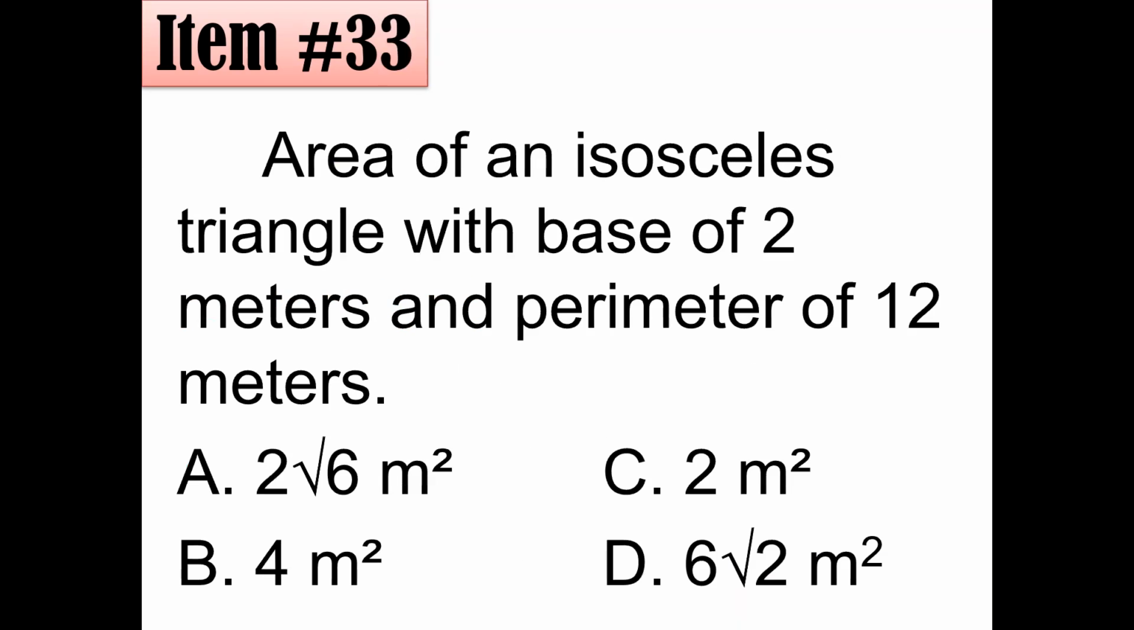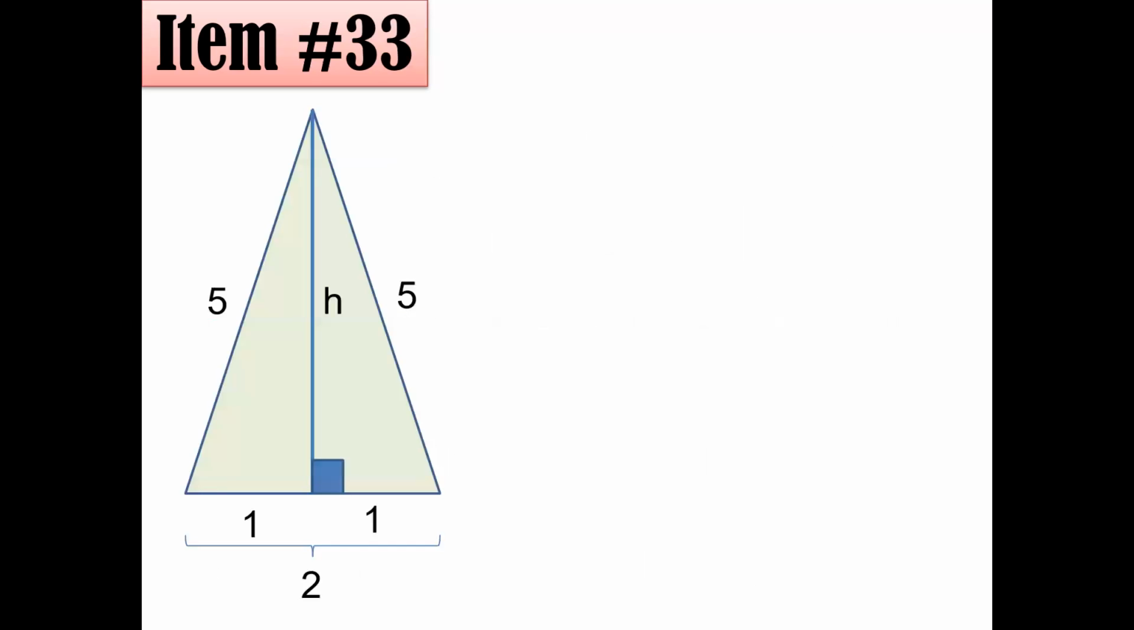Okay. 33. What's the area of an isosceles triangle with base of 2 meters and a perimeter of 12 meters? Did you go for 2 square root of 6, 4, 2, or 6 square root of 2? Wow. Many answered A. Let's see.